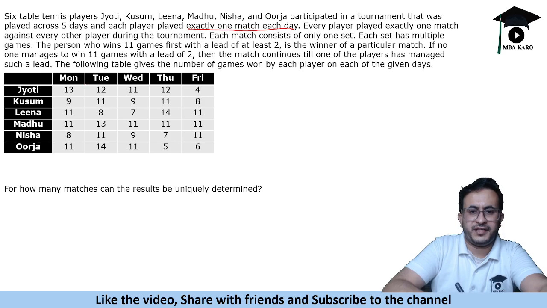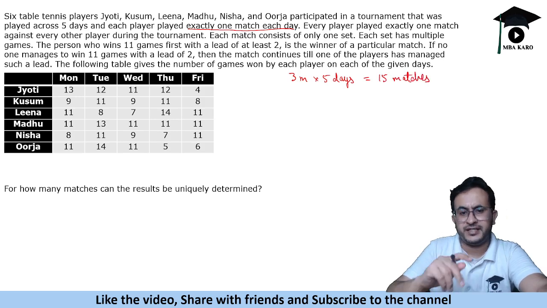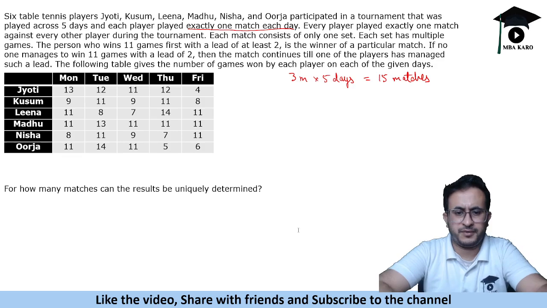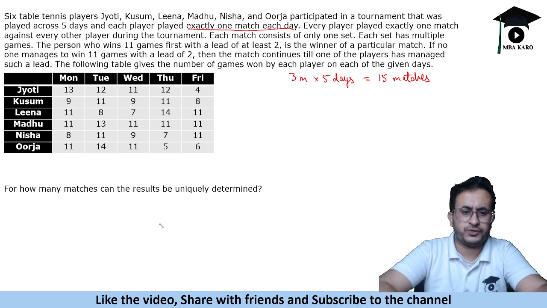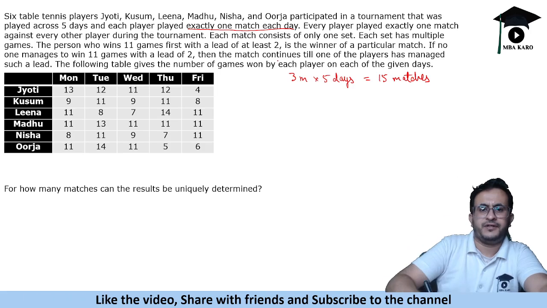So every day we have 3 matches. 3 matches times 5 days, we will have a total of 15 matches. And of course, if there are 6 players, each player will play against every other player once. So that way also the total number of matches is 15. So we have 15 matches in this tournament, and every day each player will have 1 match.